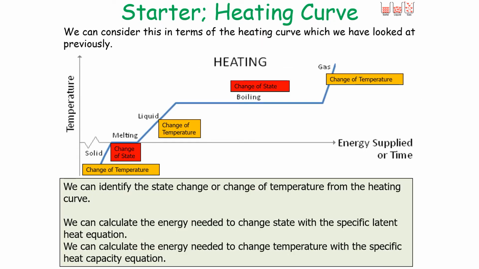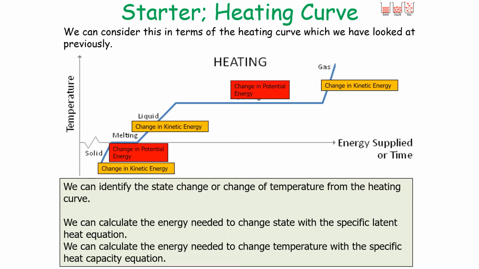Now, this is an extremely important idea because previously we've considered this in terms of the heating curve and the cooling curve. Now we can identify the state change or the change of temperature from a heating curve or from a cooling curve. Now we can calculate the energy needed to change state with the specific latent heat equation, and we can calculate the energy needed to change temperature with the specific heat capacity equation. So you can either have a change in the kinetic energy store, which is governed by the specific heat capacity, and you can have a change in the potential energy store, which is governed by the specific latent heat.